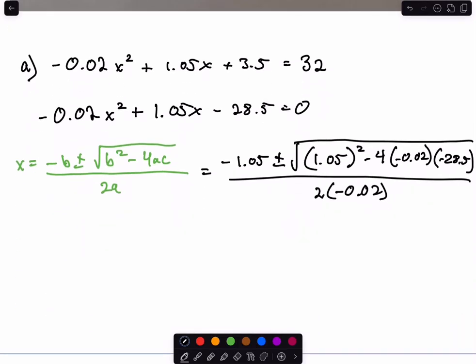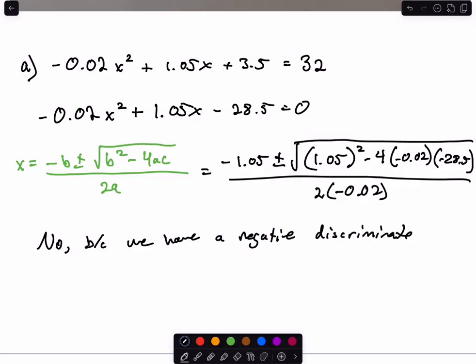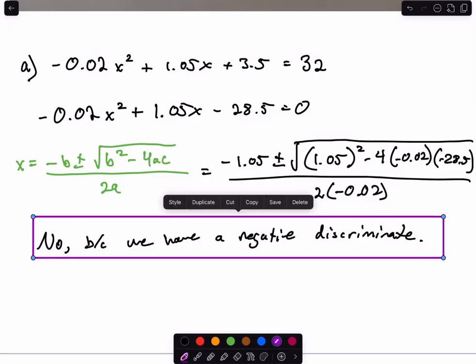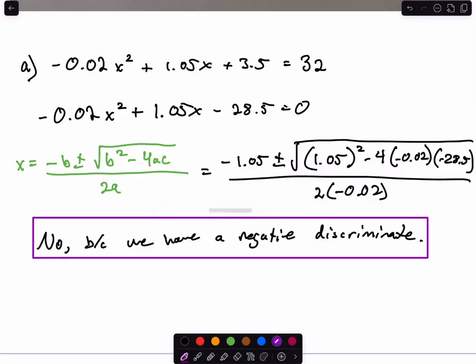We're going to say no, comma, because we have a negative discriminant. All right. So it's trying to produce a non-real solution. We can't take the square root of a negative. Okay.